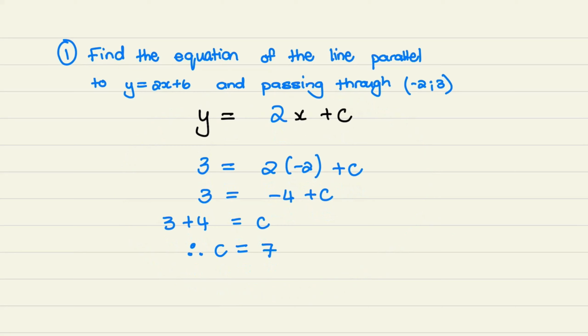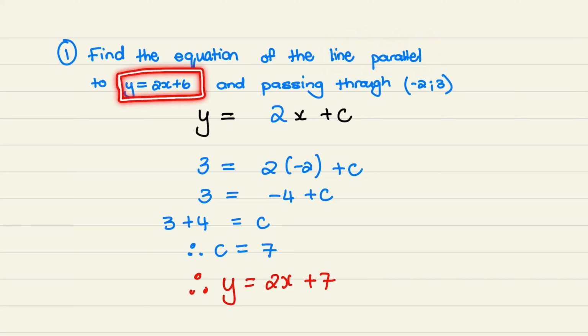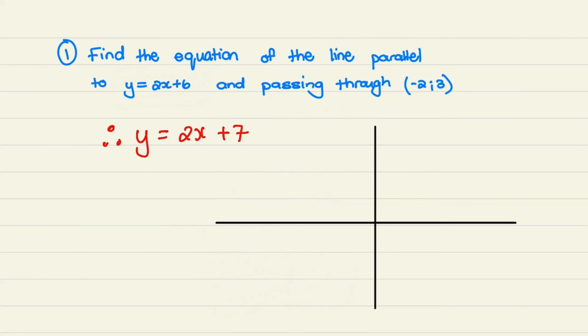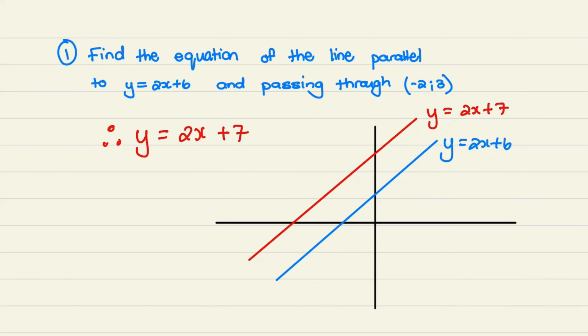And now that we have the gradient as 2 and the y-intercept as 7, we can write the equation of that line. So the equation of the line, which is parallel to another line, y = 2x + 6, is y = 2x + 7. So what we have done graphically is find the equation of a line, y = 2x + 7, and that line would run parallel to the equation that was given to us.